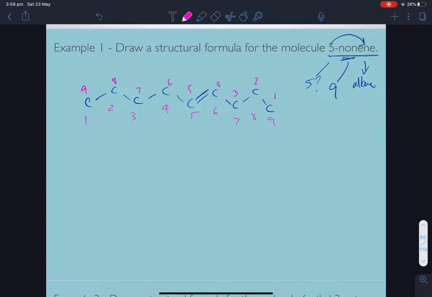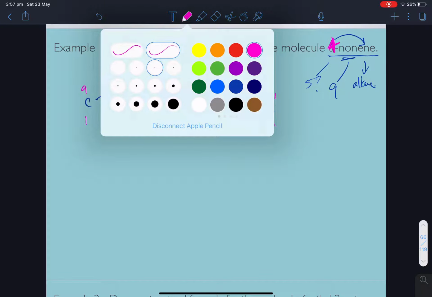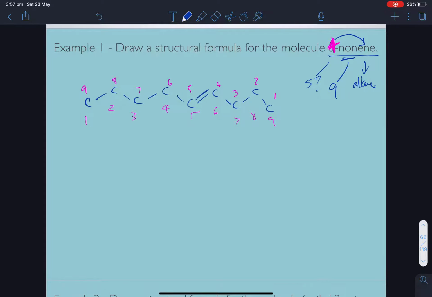There's no such thing as 5-nonene. It's actually 4-nonene. What a nonene I am. There's no such thing as 5-nonene. It's just the same as 4-nonene. So I'm a bit of an idiot. So draw a structural formula for the molecule 4-nonene. Yeah, see, I was testing you all there. I meant it deliberately, didn't I?